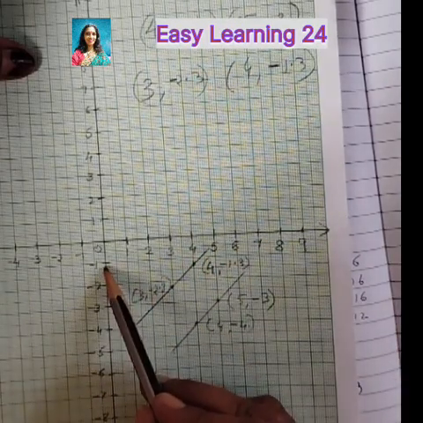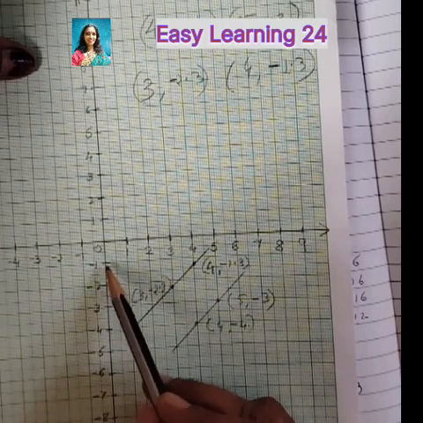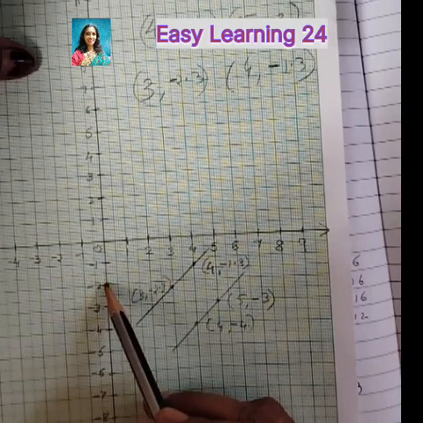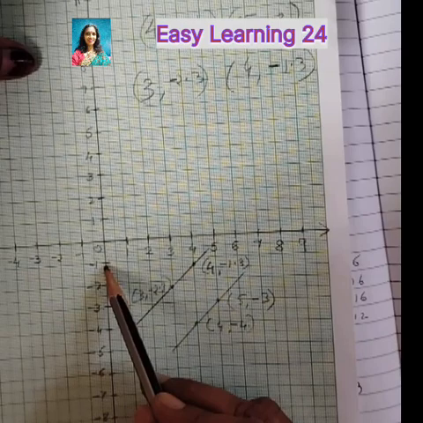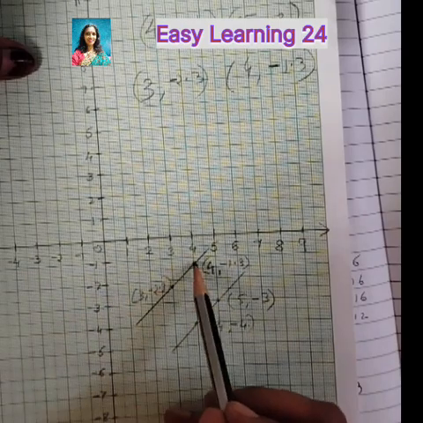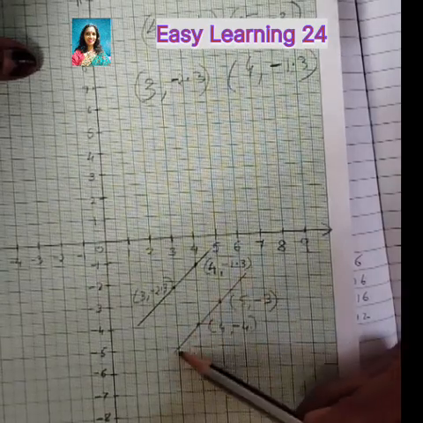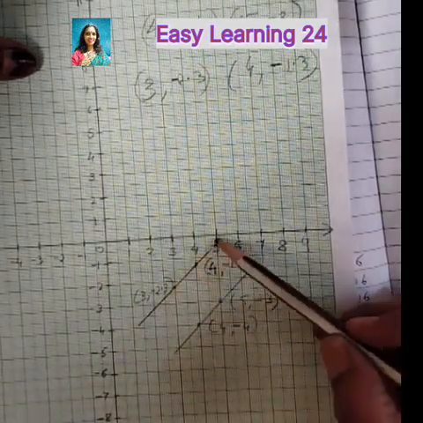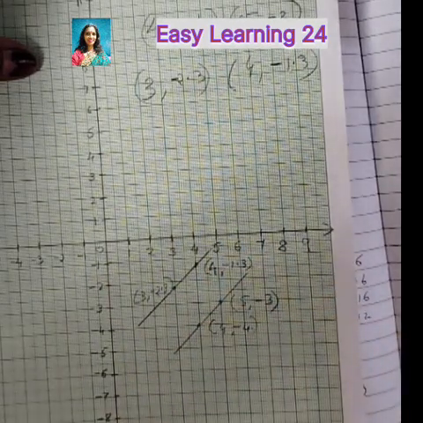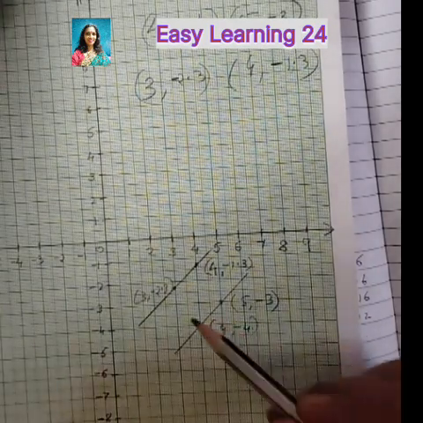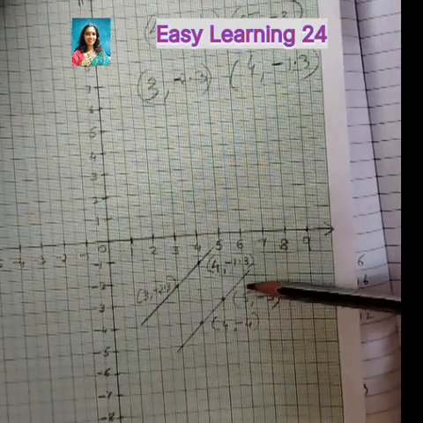1, 2, 3. Each unit is divided into 10 parts, so for 1.3 it is 1, 2, 3 parts, and this is the line. When you join these, they become exactly parallel. So they have no solution. They are parallel lines. Got it? So we have proved this also graphically.